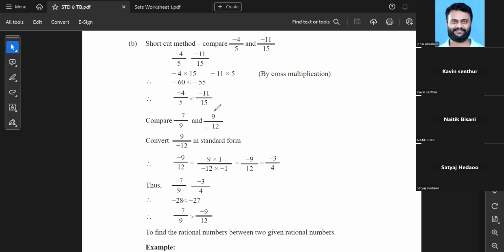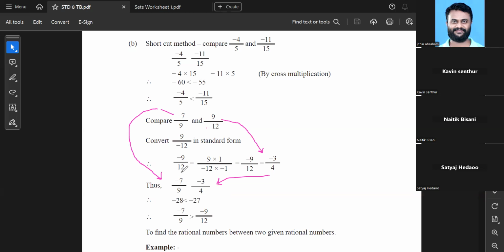For example, in this case, you don't have to consider 9 upon minus 12 as it is. You can divide numerator and denominator by 3 and make it a smaller number like how they have made over here. So 9 upon 12 becomes 3 by 4 because numerator as well as denominator are divided by 3. So the second number becomes smaller. The first number remains as it is. Only the second number becomes smaller.